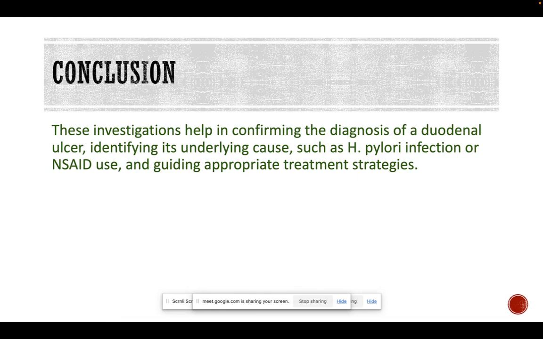So let us conclude all our points. This investigation helps in confirming the diagnosis of duodenal ulcer, identifying the underlying cause such as H. pylori infection or NSAID use, and guiding appropriate treatment strategies. From now on, my friend Anupam Wane will continue.